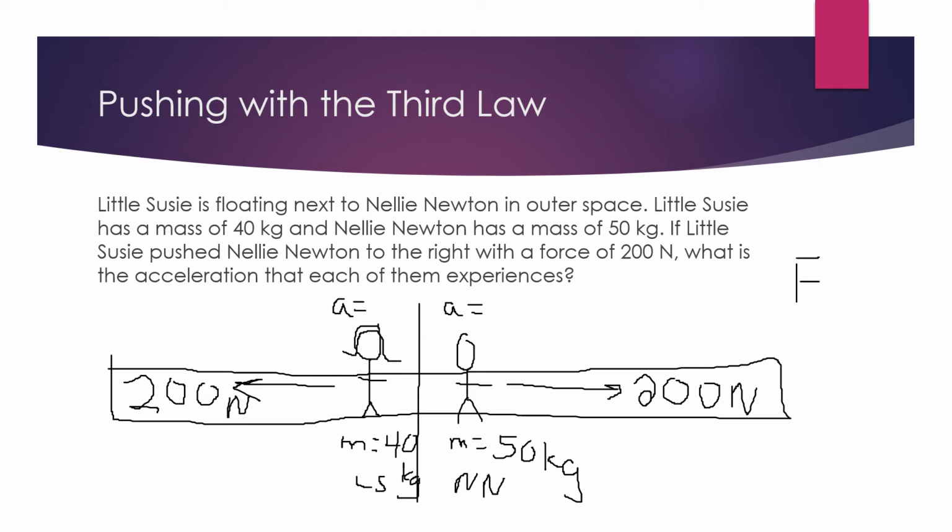So what we're going to do is the FMA triangle, F equals m a. We're going to do an FMA triangle for him, and we're going to do an FMA triangle for her.